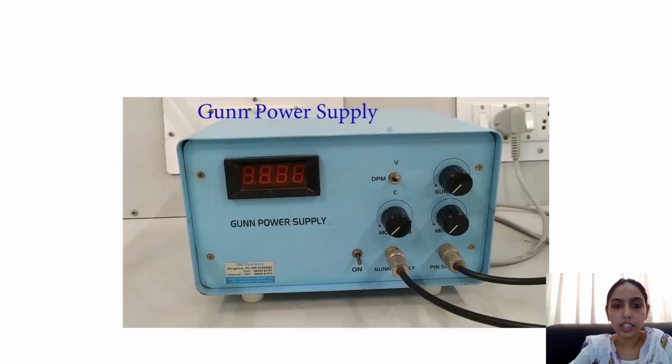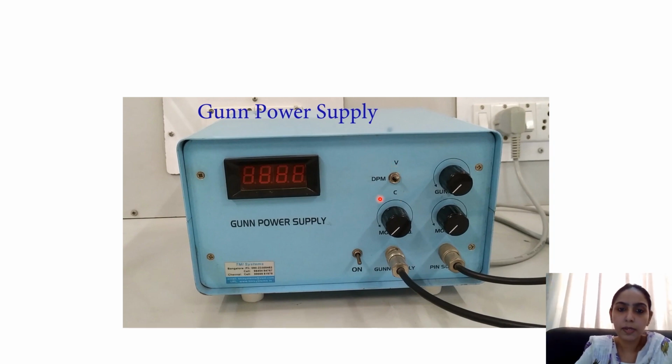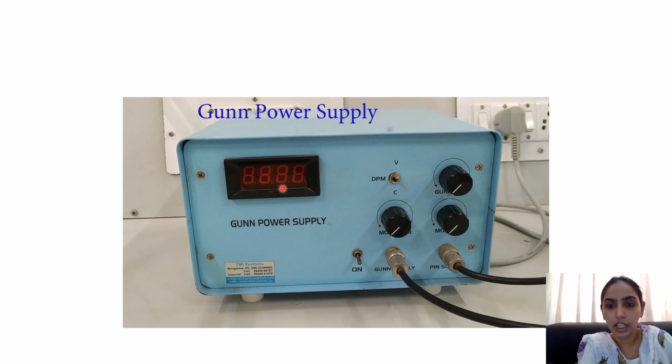Now next is a gun power supply. Based on this gun power supply, we are going to supply the power to a gun diode or our pin diode, which is going to produce microwaves. In this gun power supply, after switching on the supply, we can be either in voltage mode or current mode. So it will display the corresponding voltage or the current.